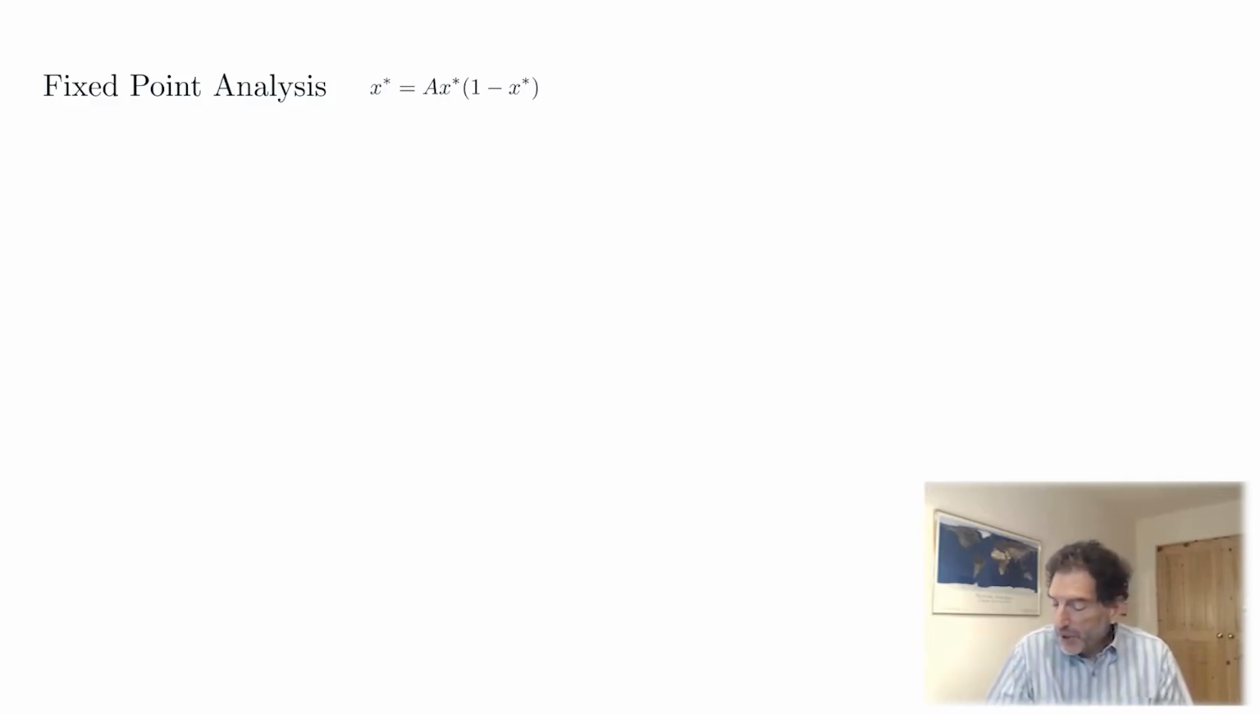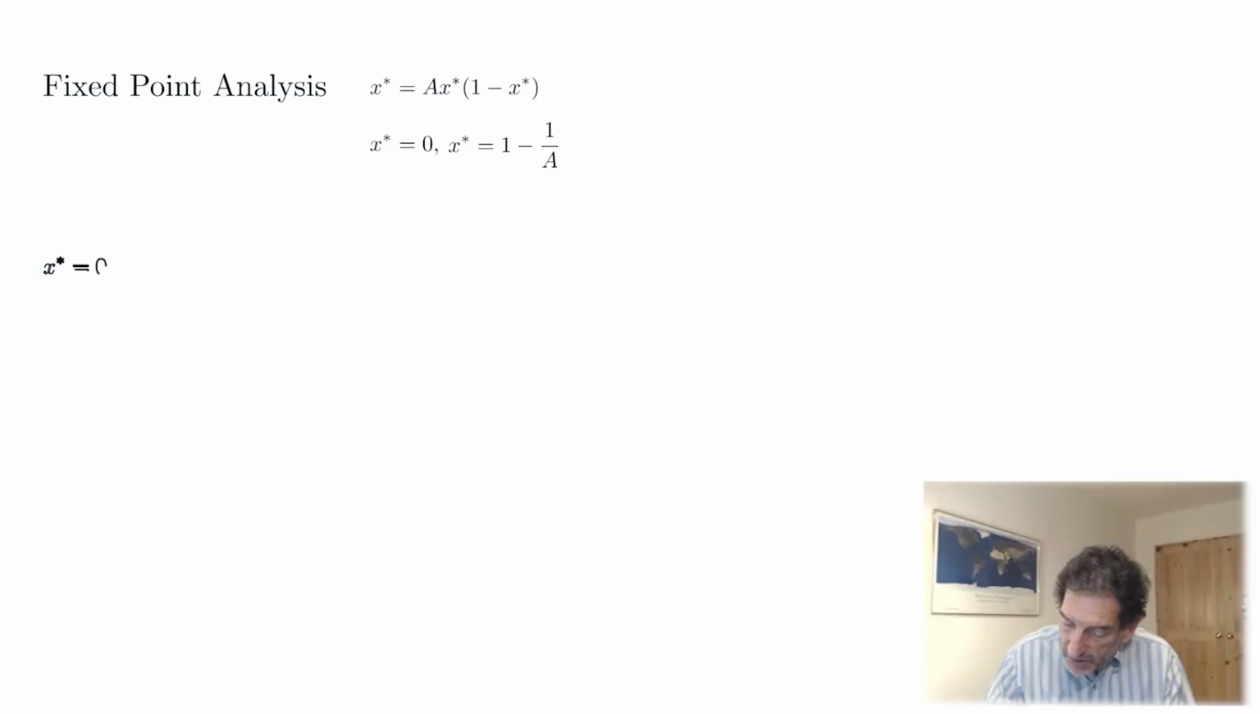Now, because this equation is just a simple quadratic, it's easy to find the fixed points. The fixed points are x star equals 0, or x star is equal to 1 minus 1 over a. So let's analyze the stability of these fixed points in turn. So for x star equals 0.